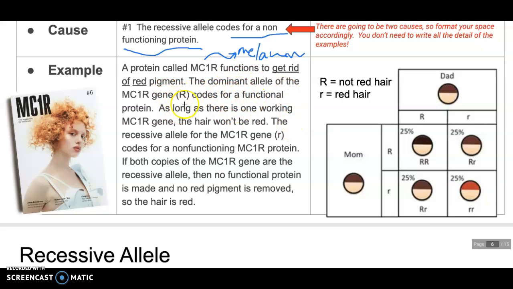The dominant allele codes for a functional protein. As long as there is one working MC1R gene, the hair won't be red. The recessive allele codes for a non-functioning MC1R protein. That means that it's just not making the hair color. If both copies of this gene are the recessive allele, then no functional protein is made and no red pigment is removed, so the hair can be red.